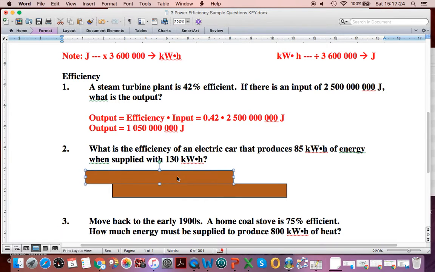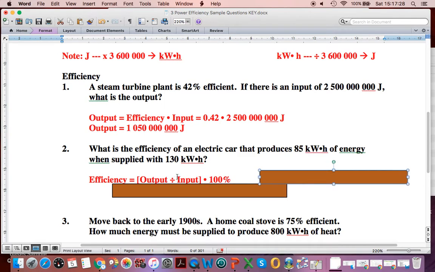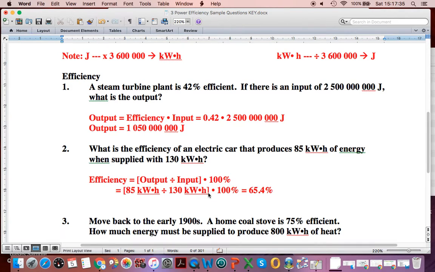Next question says, what's the efficiency? So that's easy. We just go for that formula, output divided by input. Our output was 85, our input was 130, they're in the same units. And we get 65.4%.